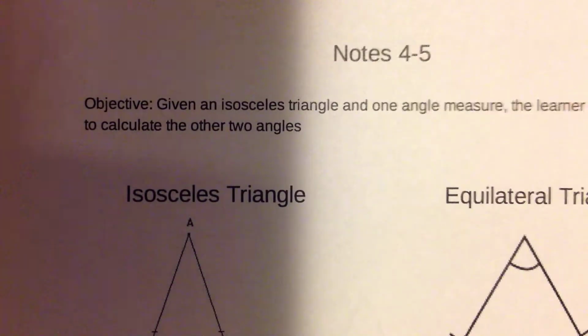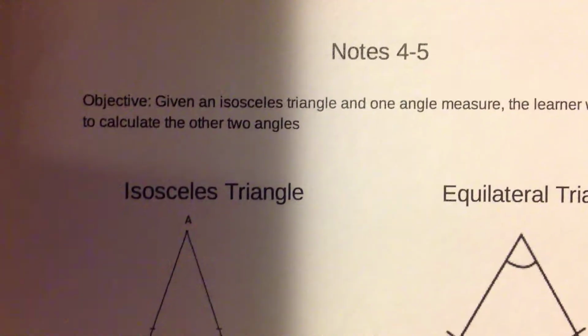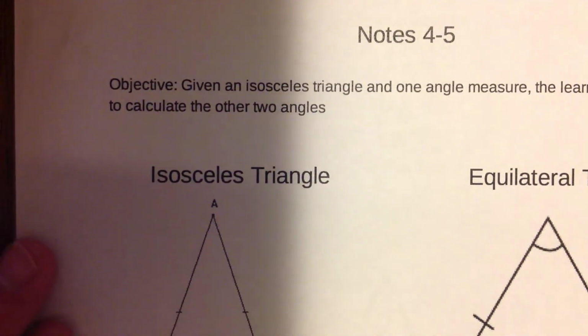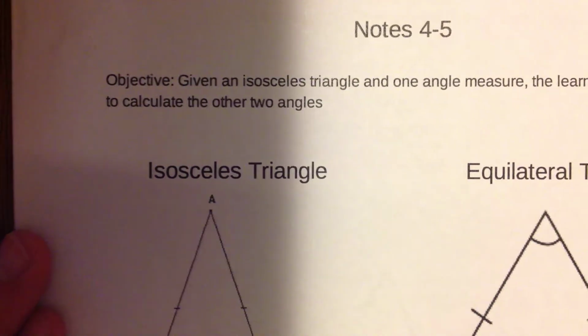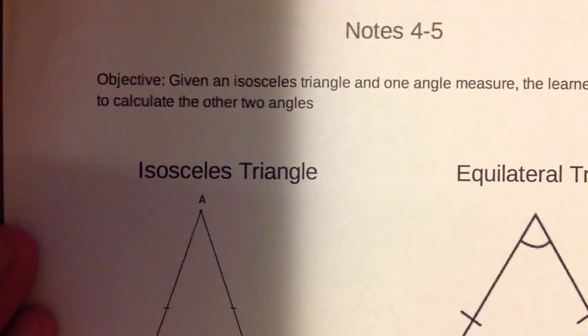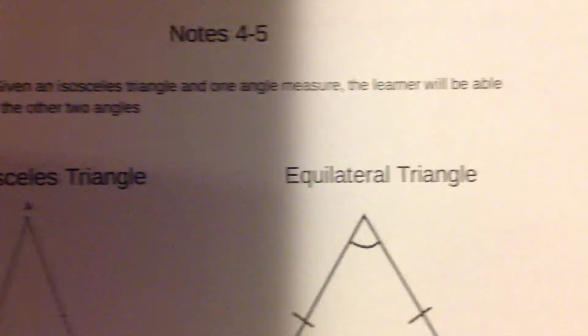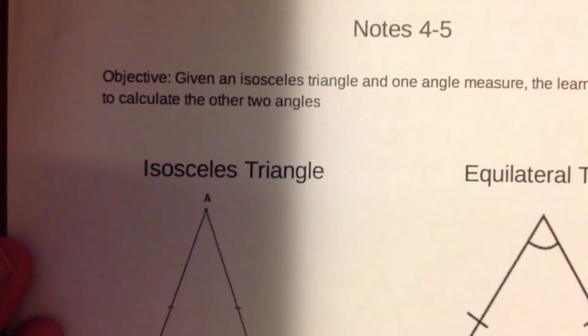In this lesson, you will be given an isosceles triangle or an equilateral triangle, and you will be given one angle measure, and you'll have to figure out the remaining angle measures. So the objective here is, given an isosceles triangle and one angle measure, the learner, which is you, will be able to calculate the other two angles.